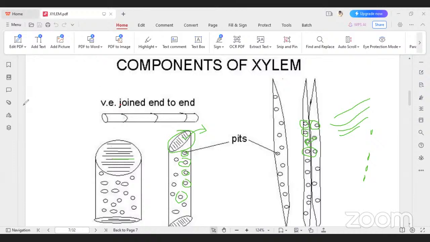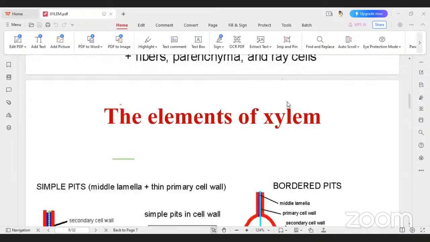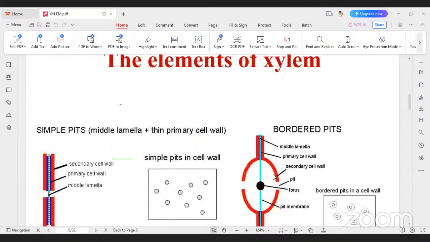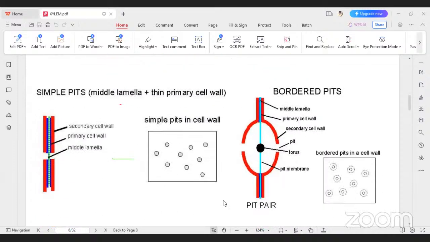Okay. Next one. The elements of xylem, tracheids and vessels, are completed. And in the xylem, vessel pits are there. These are simple pits and border pits. Let me explain about the simple pit. This is just a structural diagram.